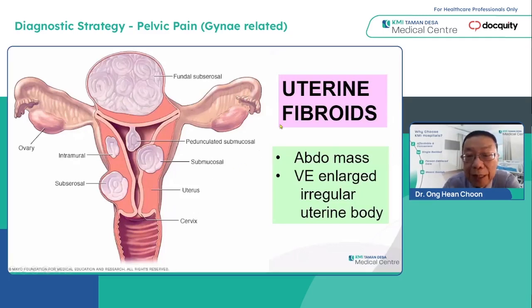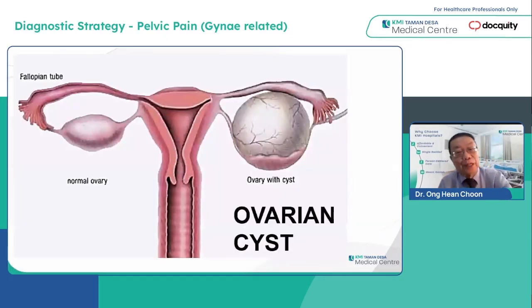Associated findings on abdominal examination: you may feel an abdominal mass, you may not. And if you do a vaginal examination, you will feel that the uterine body is enlarged and very often irregular. So that gives you a clue that you are dealing with a uterine fibroid. It's quite simple actually if you just use a proper diagnostic strategy. Okay, we now go to the next common condition, ovarian cyst.